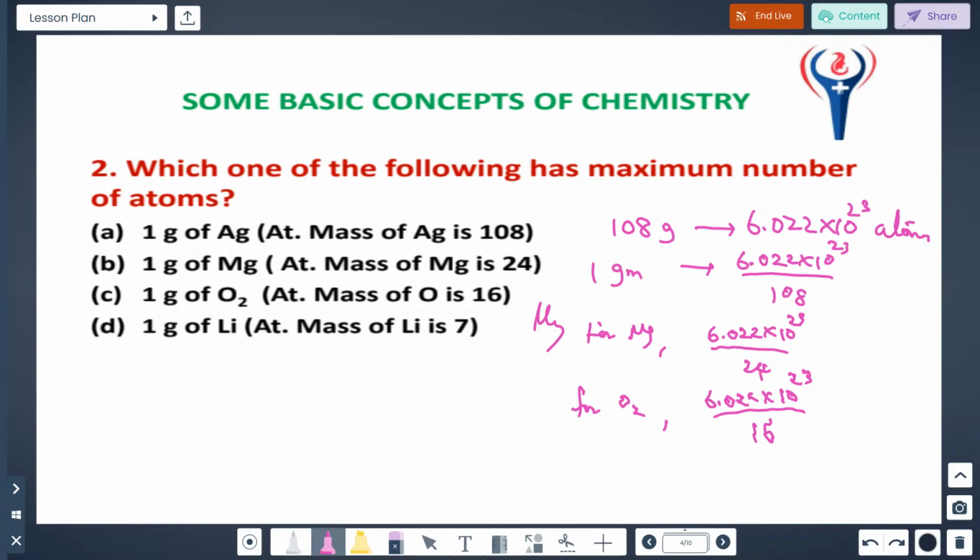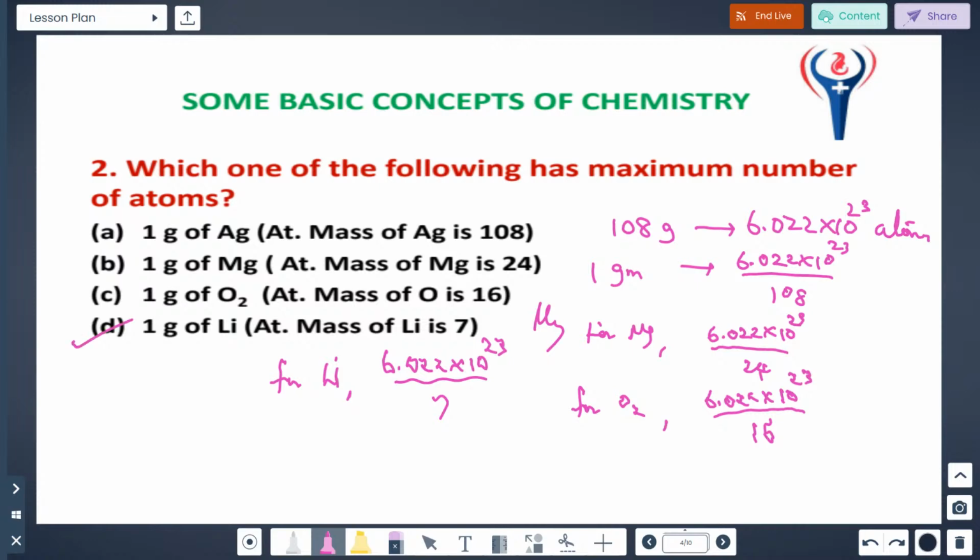Likewise, for lithium, as usual, 6.022 into 10 power 23 by 7. So here we have 108, here 24, here 16, here 7. This is the least. The denominator value is very less, which means this will have the more number of atoms. Understood? So answer D is the correct one.